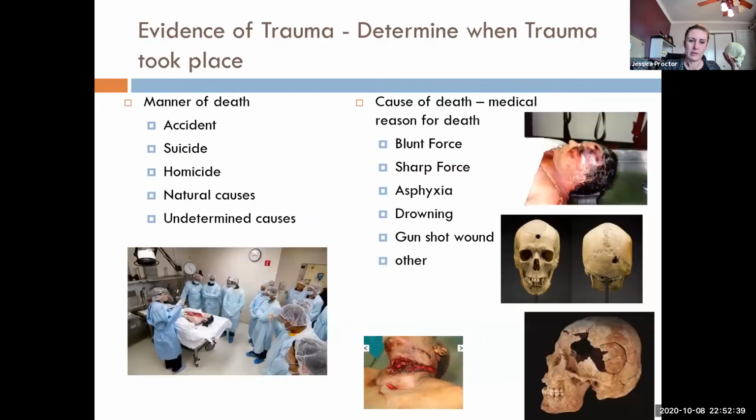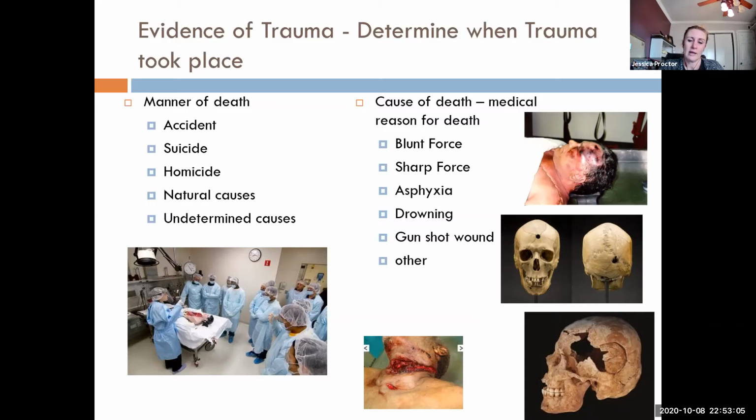Okay. All right, so this is one of the areas I do want you guys to give a try, because this is oftentimes the area that students are really interested in anyways, looking at cause of death and manner of death. So manner of death is essentially the circumstances surrounding their death. Was it an accident? Was it a suicide? Was it a homicide? Did they die of natural causes? Did they die of undetermined causes?